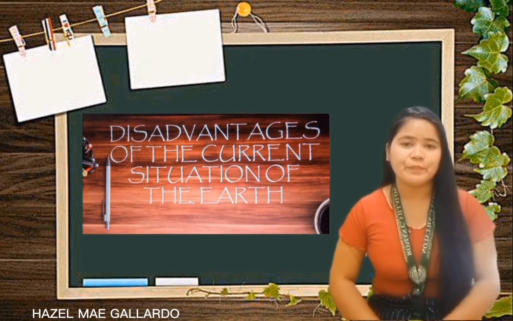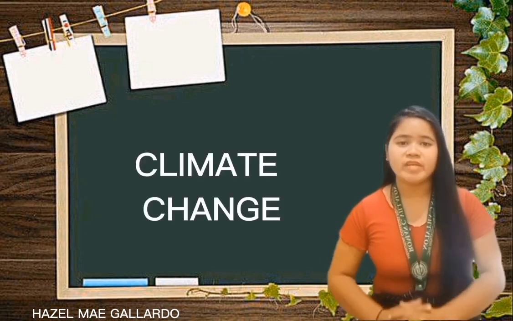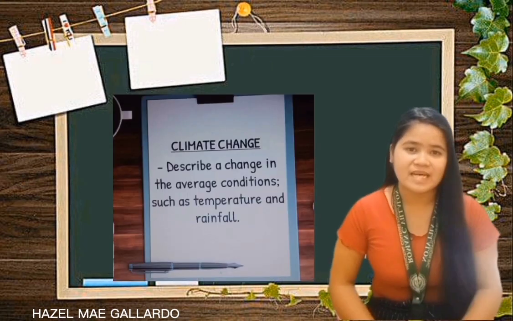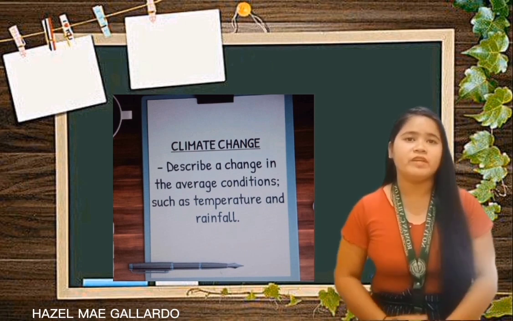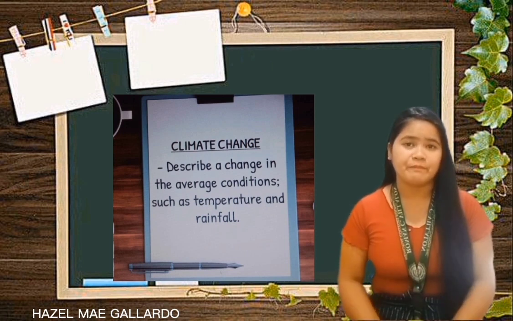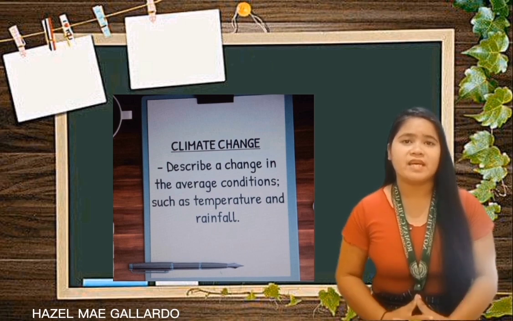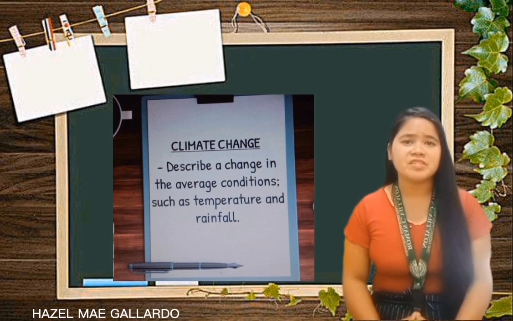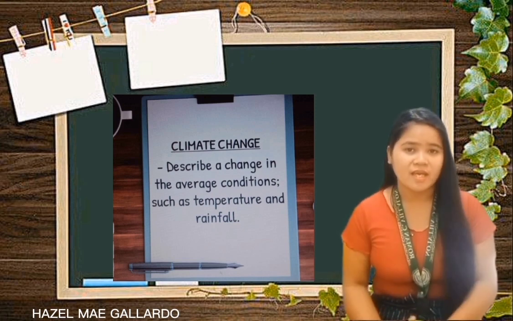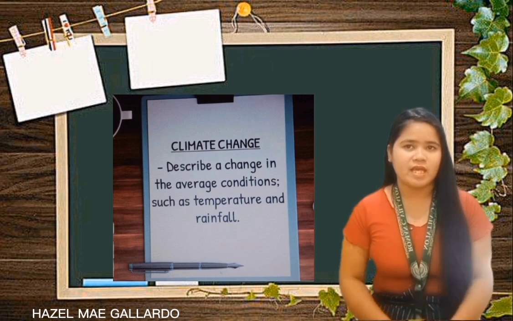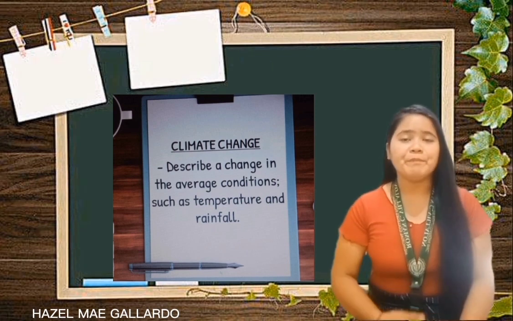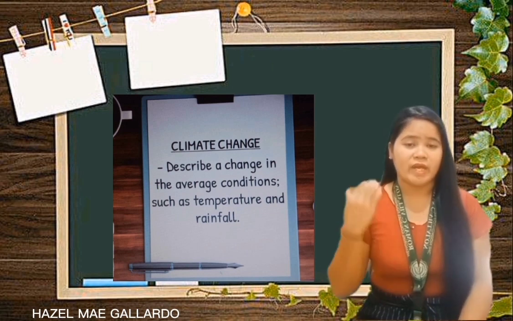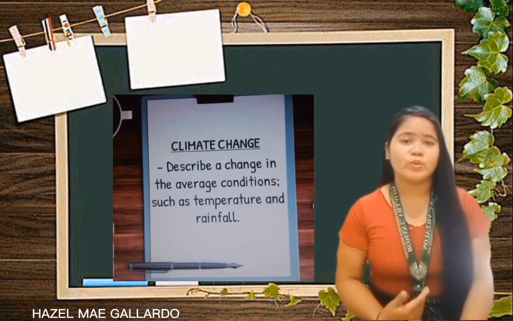Class, one of the examples is climate change. Can you read the meaning of climate change? Okay, thank you, class. Climate change, one of the greatest challenges of our time, or the most complex issue facing us today. The main cause of climate change is human activity. Again, human activity. When people burn fossil fuel, carbon dioxide goes into the air, causing the planet to heat up.